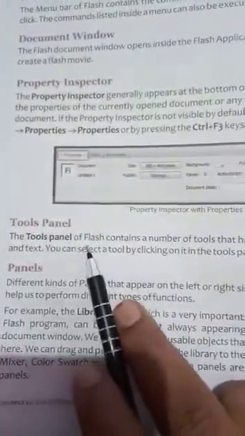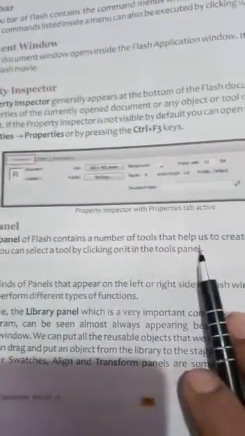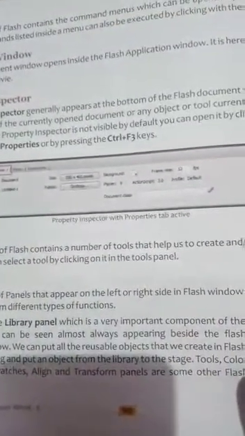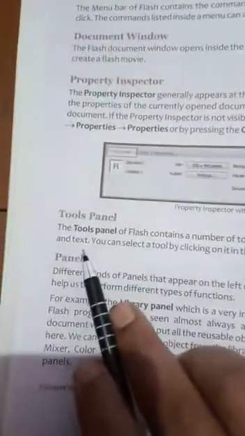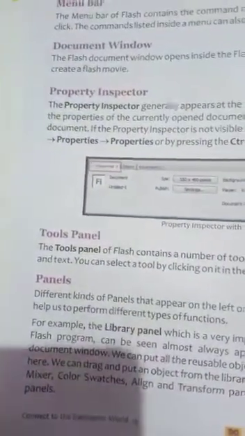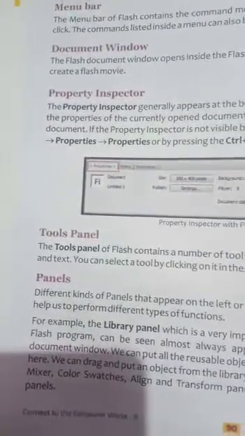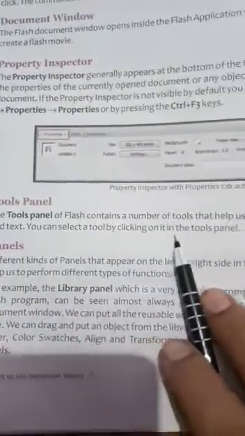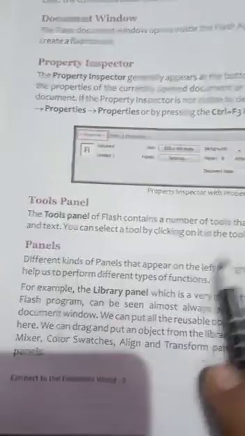Tools panel. The tools panel of Flash contains a number of tools that help us to create and modify graphics and text. Using the tools panel, we can modify or create graphics and text. You can select a tool by clicking on it in the tools panel.